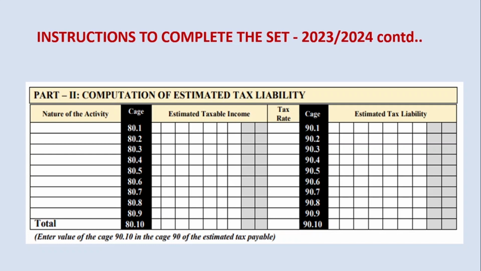If you have more than one business activity, you have to mention those activities separately. If you have more than one business activity and if those activities are taxed at different income tax rates, then you have to mention those activities separately in this form and the relevant tax rates as well. Finally, you will have the estimated tax liability under page 90.1.